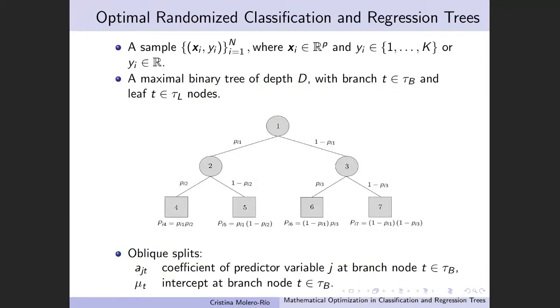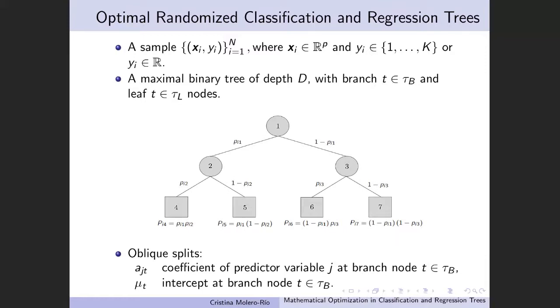We are going to construct our trees. We depart from a sample of n individuals where P predictor variables are measured, and each individual has associated a class label in case of classification, or a continuous measurement in case of regression. We want to build a maximal binary tree of depth D. So the set of branch nodes is known in advance, here nodes 1, 2, and 3, and the set of leaf nodes is also known, which are 4, 5, 6, and 7 in this example.